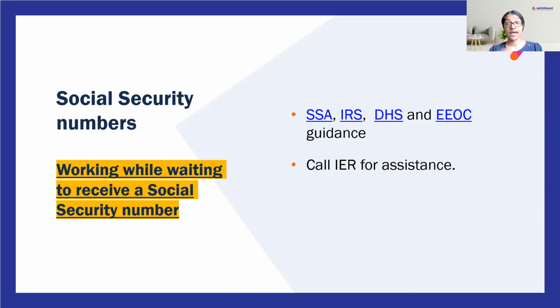Sometimes questions come up about whether for tax purposes, for example, you need to have your Social Security number. That's a question that is best directed to the IRS. And other agencies, the Social Security Administration, the Department of Homeland Security, the EEOC, they all have guidance about questions that come up related to working while waiting for a Social Security number. And links to all of that guidance is on this slide. So I would strongly encourage you to consult that information. And please also call IER if this issue comes up. We are more than happy to help and point employers to the relevant guidance when this comes up.